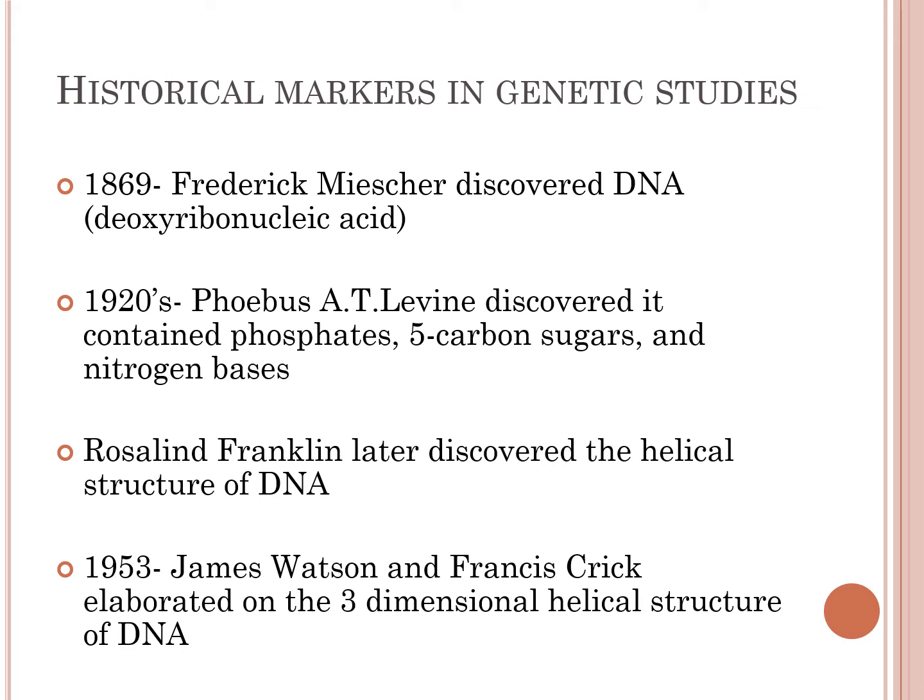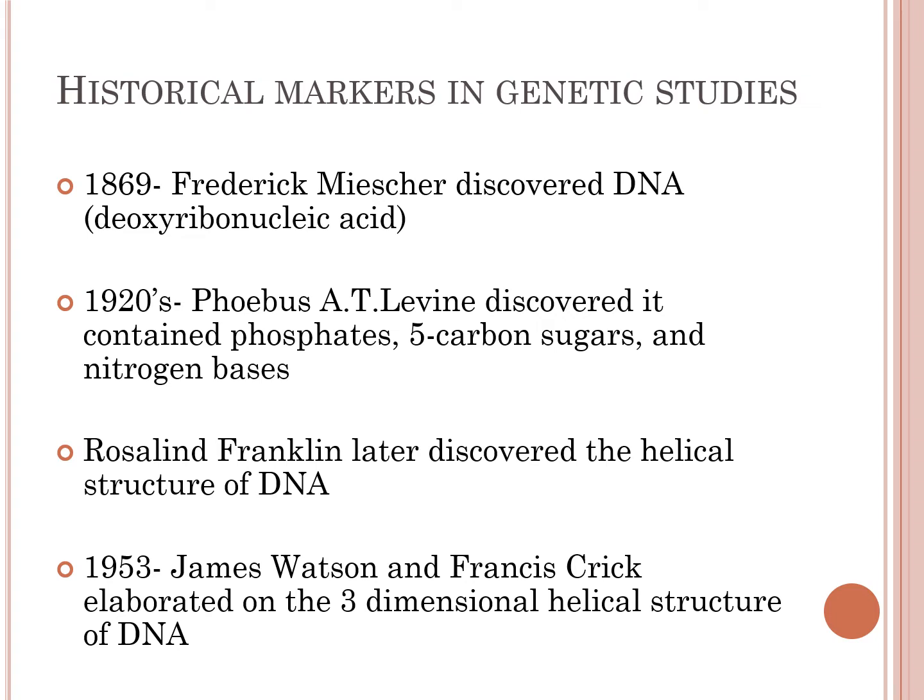In the 1920s, Phoebus A.T. Levene discovered that it contained phosphates, or 5-carbon sugars and nitrogen bases. Phoebus A.T. Levene was a Russian physician and researcher. He studied mostly the organic structure of sugars.